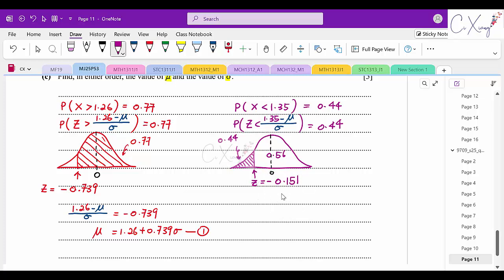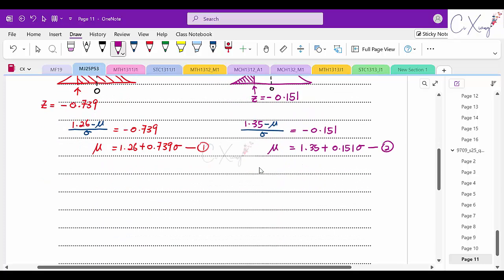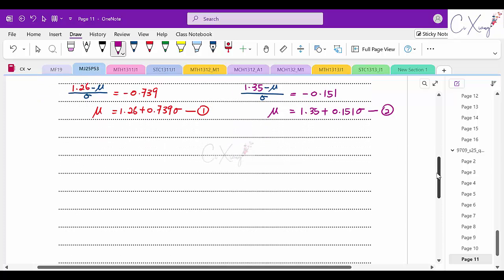Compare the value of Z in your equation and the value of Z that you get. This is what you have: 1.35 minus mu, divided by standard deviation, equals negative 0.151. I rephrase the equation one more time and I get the second equation here. I think the next few steps will be very easy to get the value for mu and also sigma. You just need to solve the equations simultaneously.